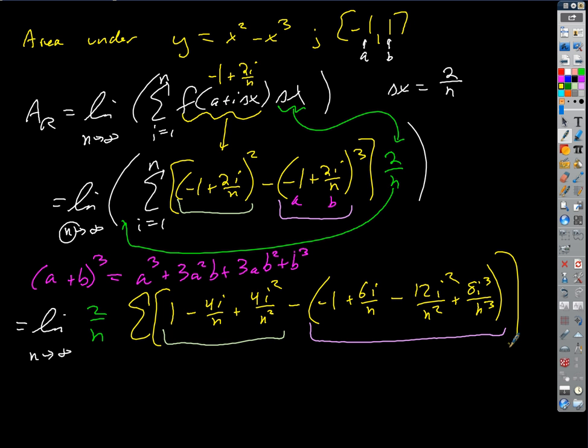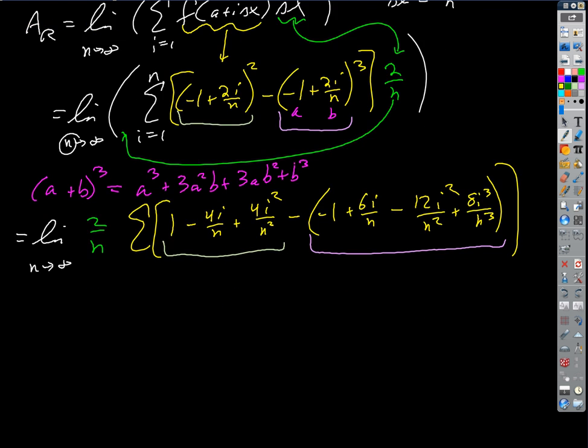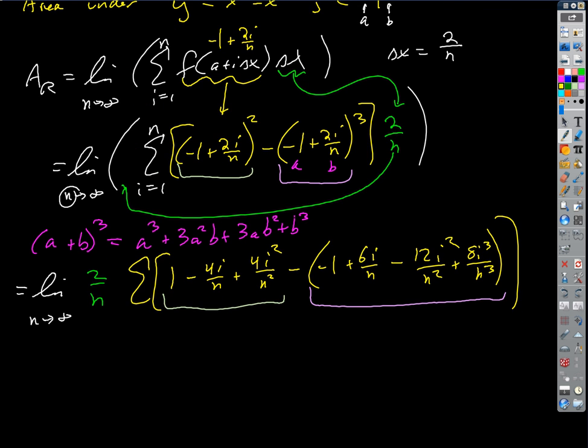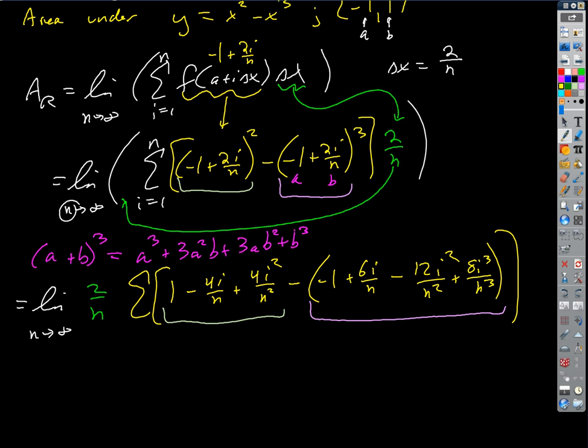I just didn't want to clutter it up too much. I just didn't understand how f of a plus i delta x multiplied by delta x became that first line. Oh, it became this line right here? Yeah. Okay, does that make sense now? Can you go through it one more time? Sure. Would you agree that f of anything is just that thing squared minus that thing cubed? And what's that thing? It's negative 1 plus 2i over n. So there's that squared minus that cubed. The next step is we're just expanding all those out. Now we can at least combine like terms, so it'll get a little bit better.